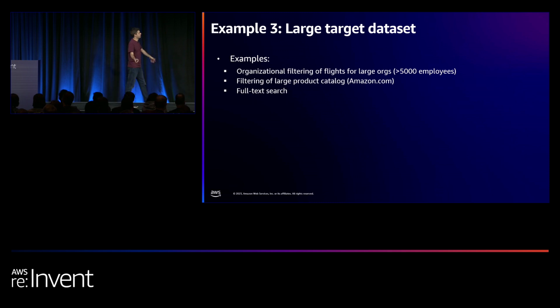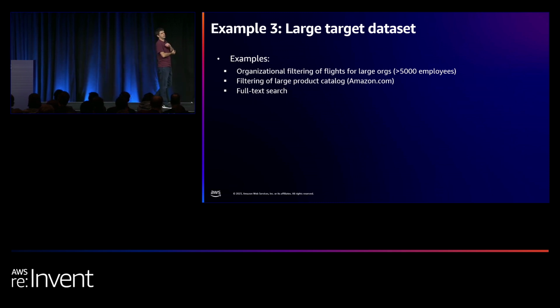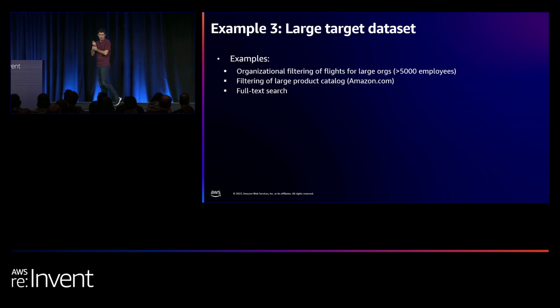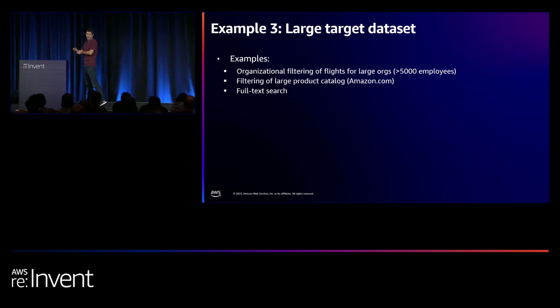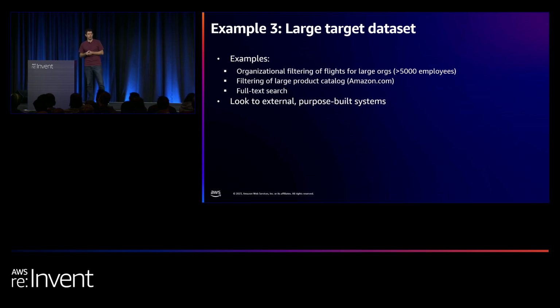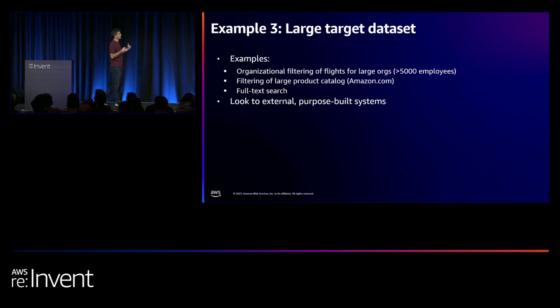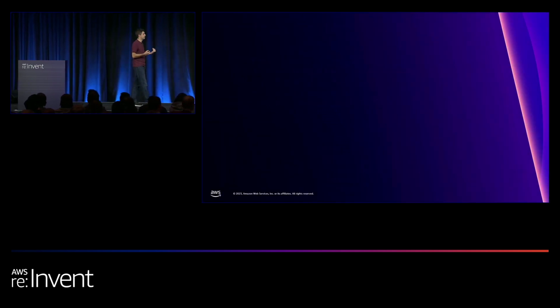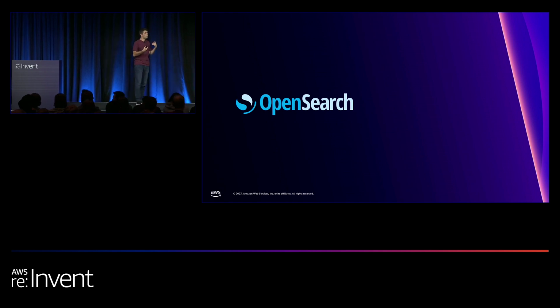Also full text search, which is like complex filtering taken to the max, right? Because now you're filtering on every single letter basically on a corpus there. So in that case, that's when I recommend people reach out and look to external purpose-built systems for this. I'd say the two that come up most commonly are going to be OpenSearch, Elasticsearch, things like that.